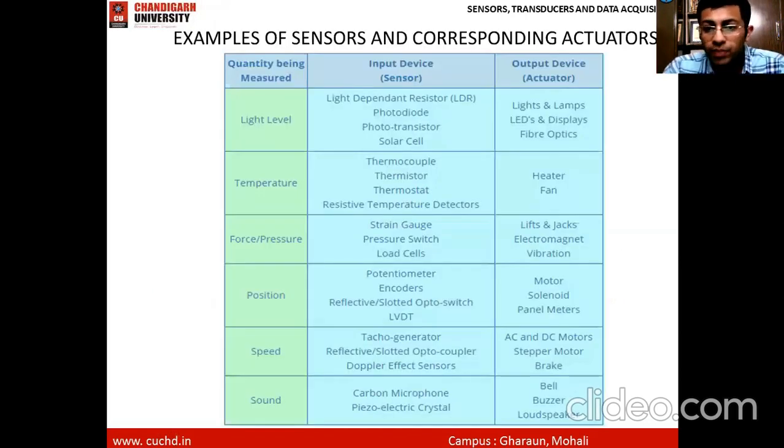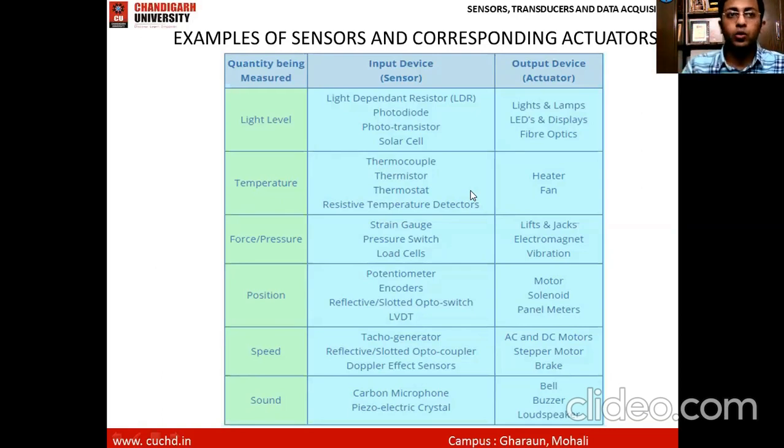Next are examples of some sensors and their corresponding actuators. Like the example you can see here, first is the quantity being measured. First of all, let us talk about temperature. Temperature is the quantity I want to measure. What all temperature sensors are there? Thermometers are there, thermocouples, thermistors, thermostats in air conditioners. They are used to monitor the temperature level. They are acting as sensors or your transducers.